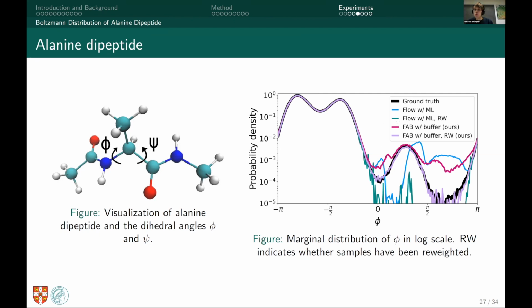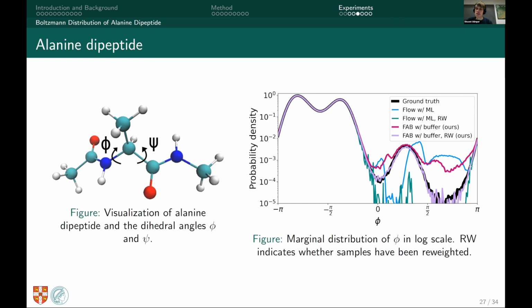And if you try to reweight this flow, you also see that it completely fails to capture the shape of the function. So the green curve is very off in this interval where the dim mode is. Then our model, which is FAB with replay buffer, which is this red line, already models the modes reasonably well, but you still see it's slightly off at some places.